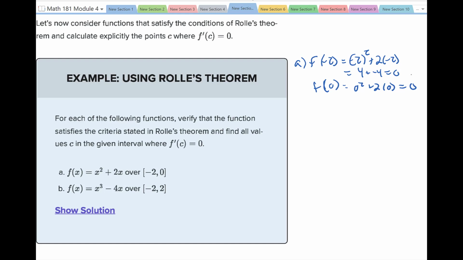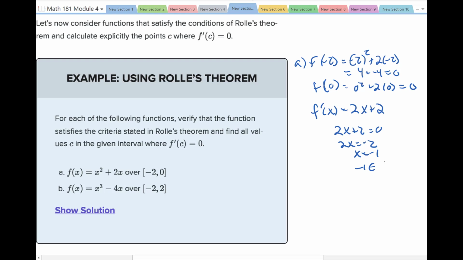So our f prime of x is equal to 2x plus 2. And so if we take 2x plus 2, that derivative, and set it equal to 0, we get 2x equals negative 2, where x equals negative 1. And negative 1 falls in the interval from negative 2 to 0. So it works.